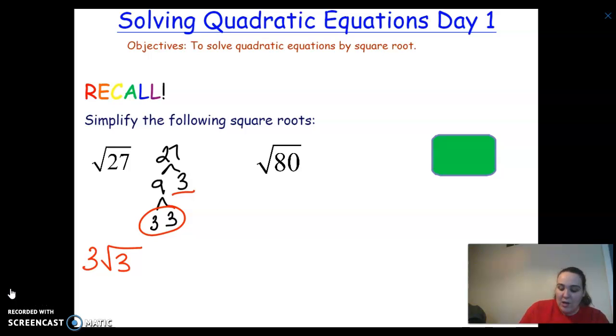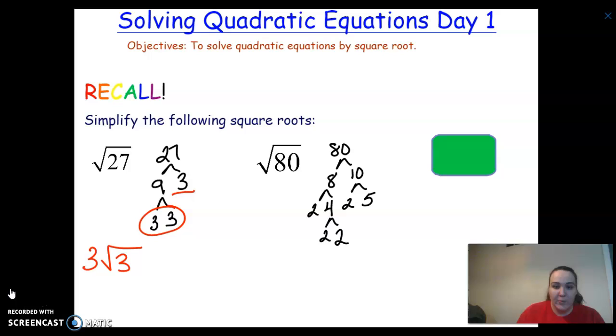Just so you can see one that does not have the same number on the inside and outside, if I do the same thing with the square root of 80, so I have 8 and 10, however you want to break it down, you could have done 2 and 40. This 10 is 2 times 5. This 8 is 2 times 4, and then this 4 here is 2 times 2.